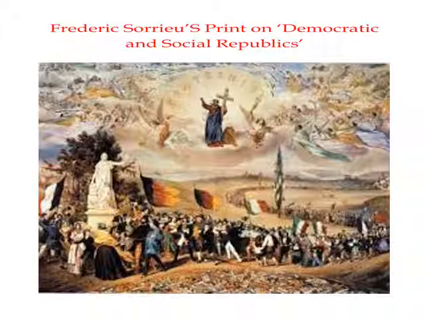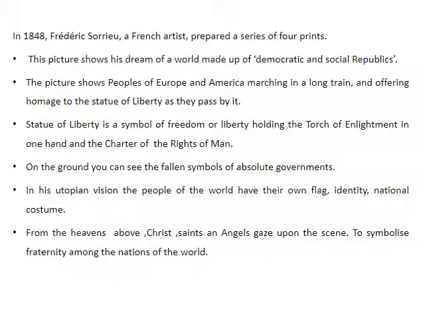So the very first thing in this chapter is a painting painted by Friedrich Sorrieu, and this painting is described in your chapter. Let us see. In 1848, Friedrich Sorrieu, a French artist, prepared a series of 4 prints. At a stretch, he released 4 paintings. The painting which I showed you in the slide just before this one is the painting which we are going to discuss in this chapter.